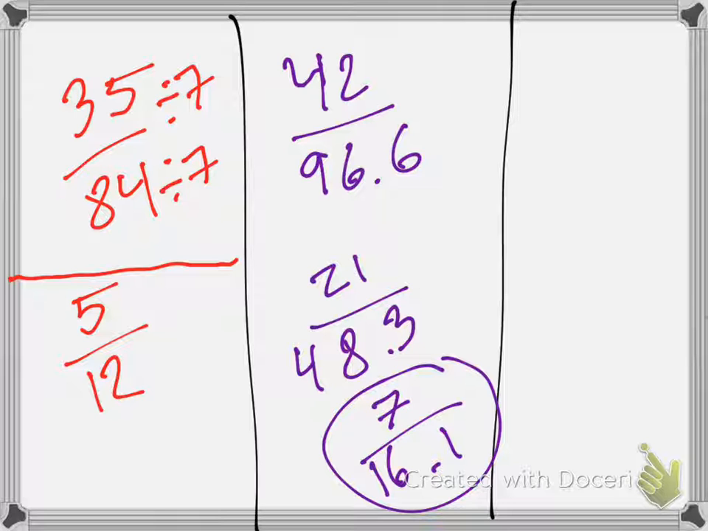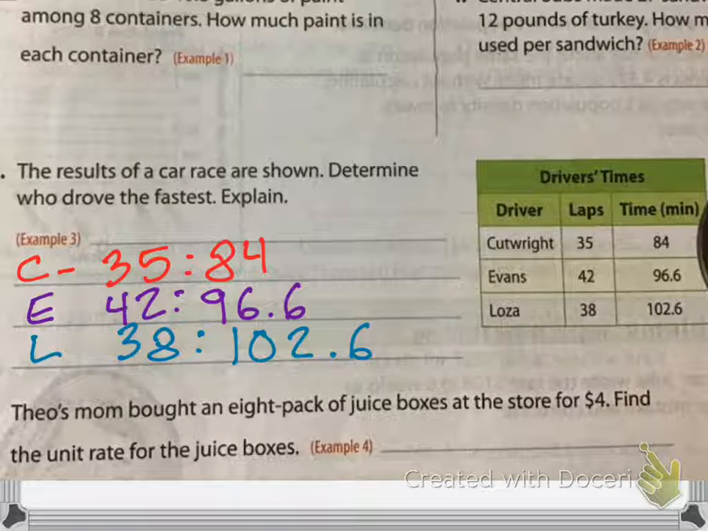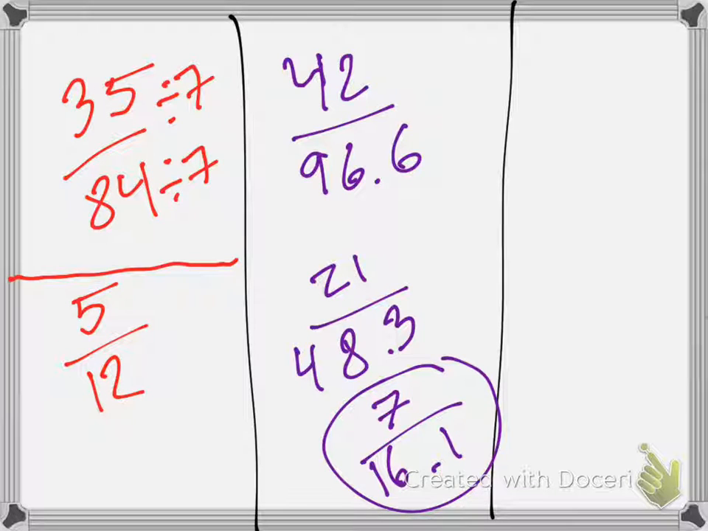Can we get any smaller? No, we can't. So our last guy, 38 over 102.6. So he is 38 over 102.6. Exactly. Once again, we can think of the greatest common factors if we want, but if we're lazy, we just divide by 2.